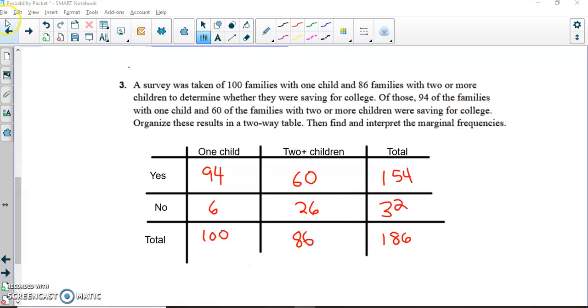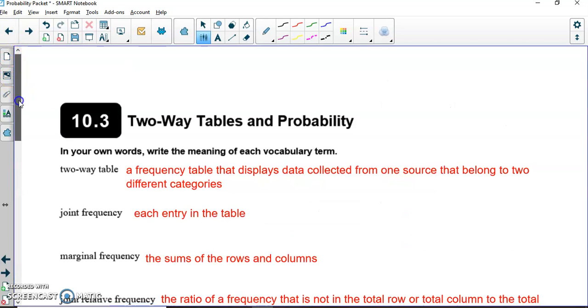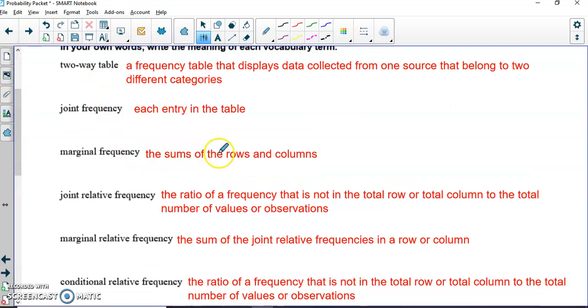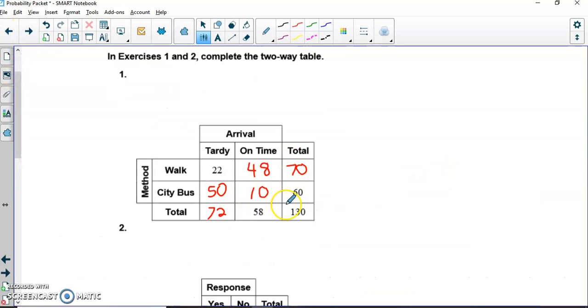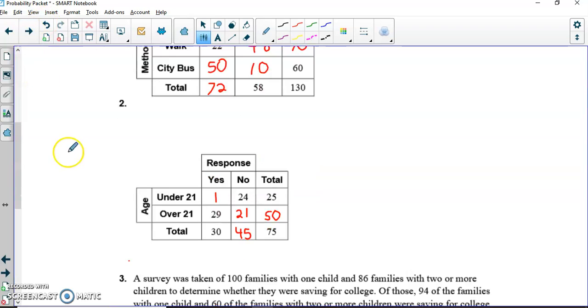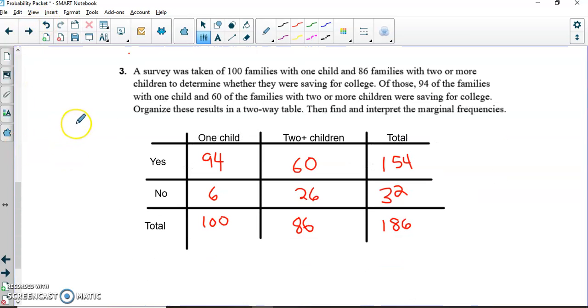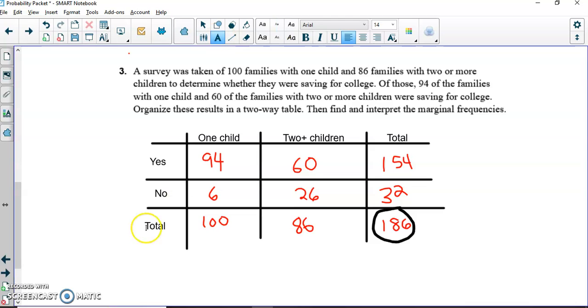Okay, marginal frequencies. If we jump back to our definition page, it says that the marginal frequency is the sum of rows and columns. So basically, we want to look at the totals, the total columns, and see what they mean. Okay, so let's start over here. So 186 would mean that there were 186 total families surveyed, right? That's like the total.